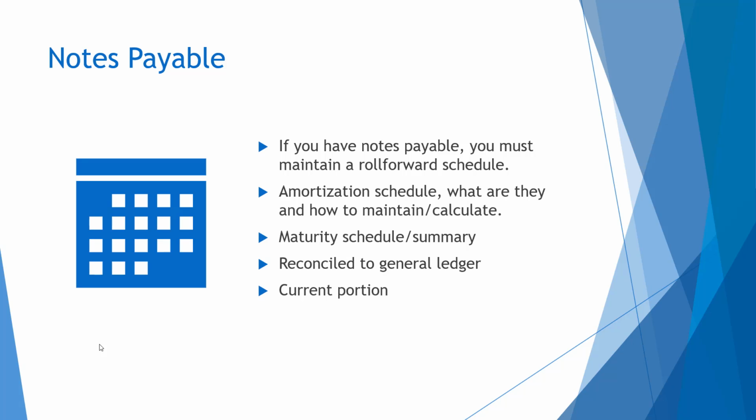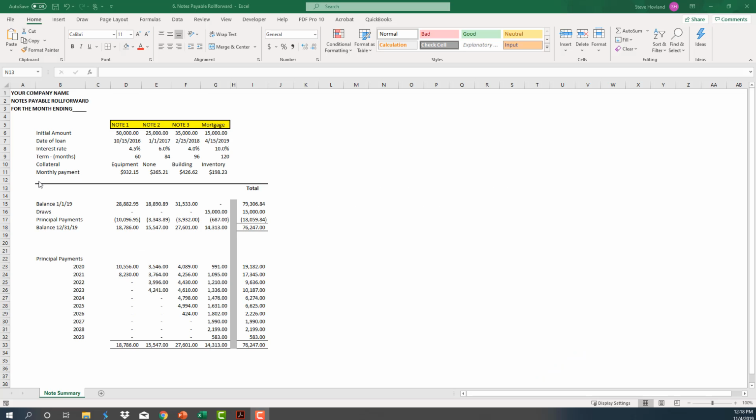So let's go ahead and jump into the roll forward template real quick. So here is a standard roll forward schedule. Now it's going to be vertical versus the horizontal one that you saw for the fixed assets. And the reason being is how everything's going to flow through, and it'll make sense as we go through this.